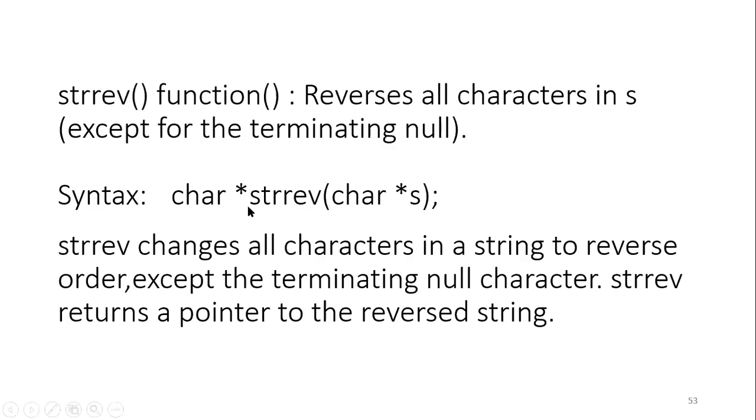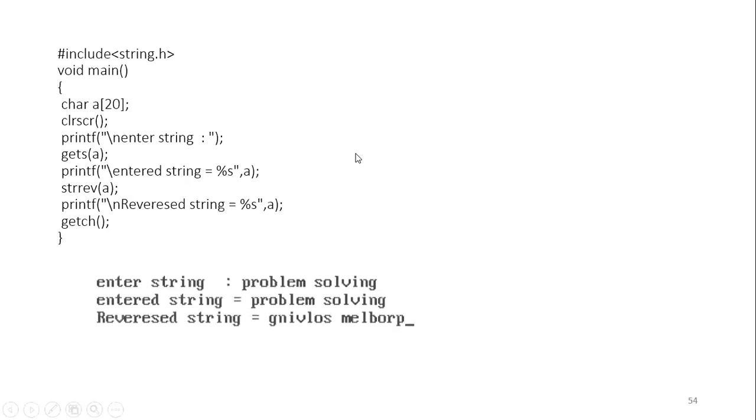The syntax for the strrev function is that it accepts a string as an argument and returns a string. strrev changes all the characters in a string to reverse order except the terminating null character. strrev returns a pointer to the reversed string. We shall see with an example program.